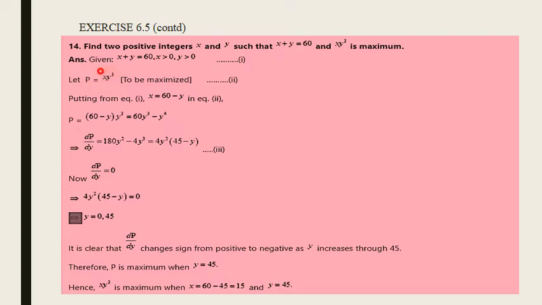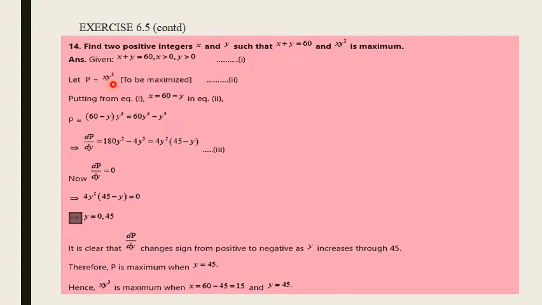Now we want to eliminate one of these two variables, either x or y, using x plus y equals 60. That means using the given data, eliminate one of them. We know from equation 1, you can take x equal to 60 minus y. That you put in equation number 2.